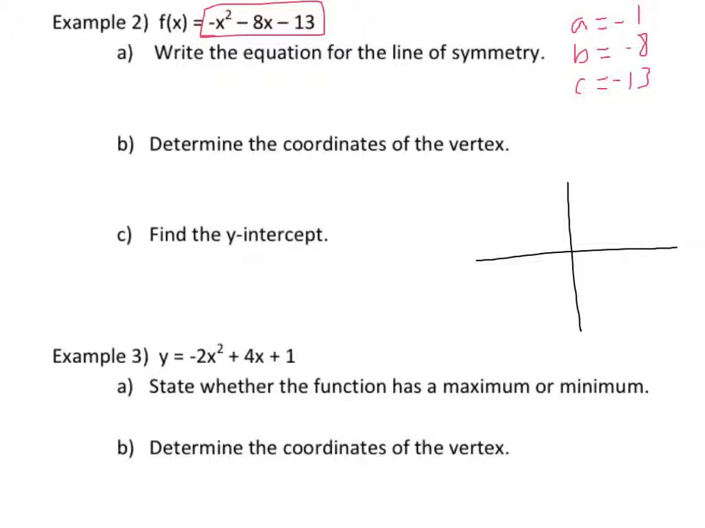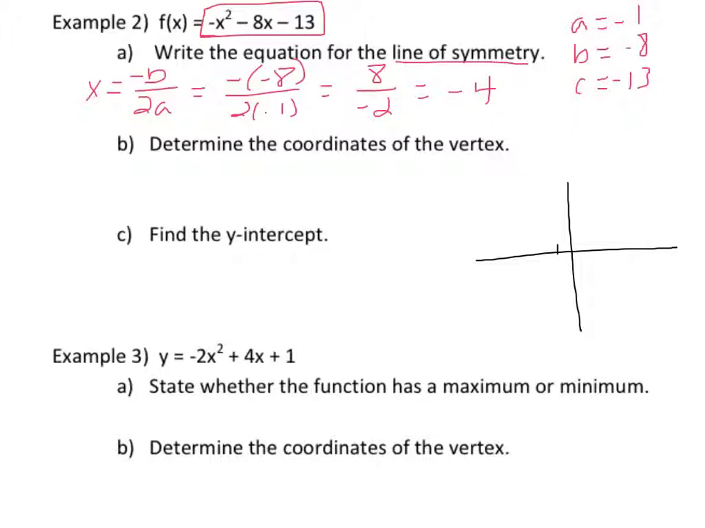So the formula for the line of symmetry is x equals -b over 2a. So the opposite of b, and b is -8, over 2 times a, which is -1. The opposite of -8 is a +8. 2 times -1 is a -2, and that reduces down to -4. So on our graph that we're creating, we find -4 for x, and that is our line of symmetry. That should go down the middle of our parabola.